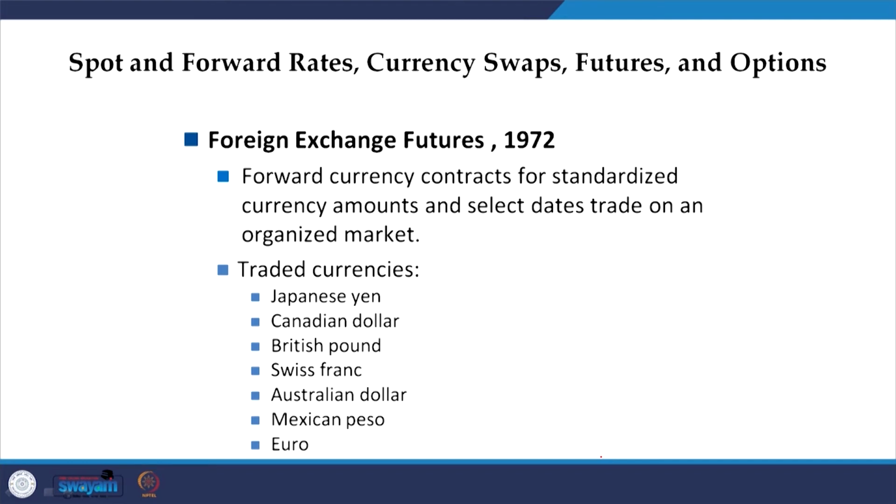Okay. So, not all exchanges accept this particular segment, and especially in this case, select dates on an organized market. On an organized market is important. So, the currencies traded in the futures market are the Japanese currency, British pound sterling, Australian currency, Swiss currency, Canadian dollar, Mexican peso, Australian dollar, also the euro, etc. You can check in the document or a Google search, those details will be there for you.